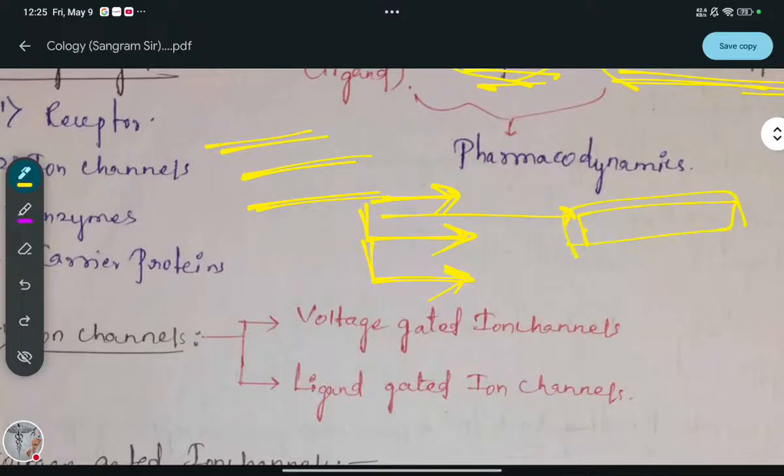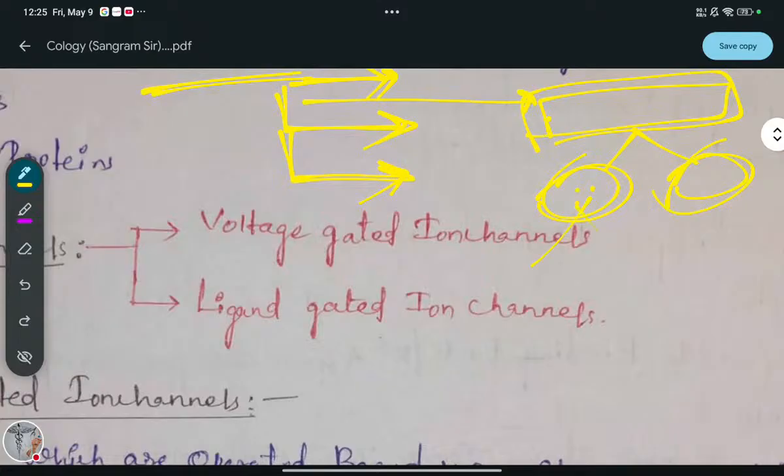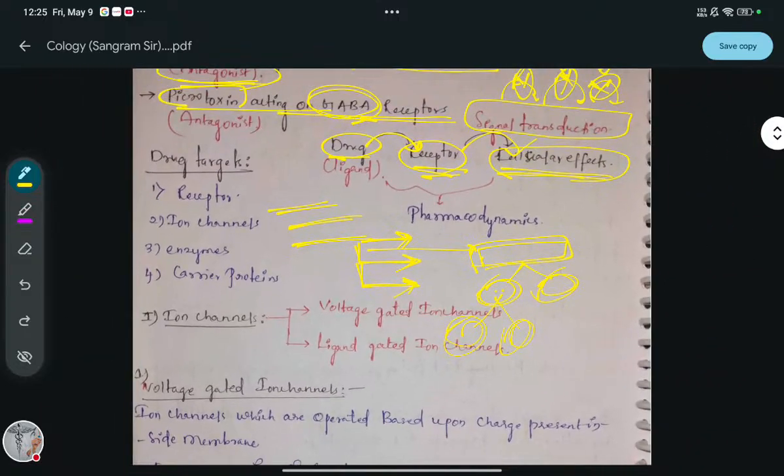This antagonism due to receptor binding is of two types. One is competitive antagonism, one is non-competitive antagonism. Why does competitive antagonism take place? Mainly due to two reasons. Number one is the similar structure of the antagonist and agonist, and second is the fighting between binding sites. Okay. Next, we will see the different drug targets.